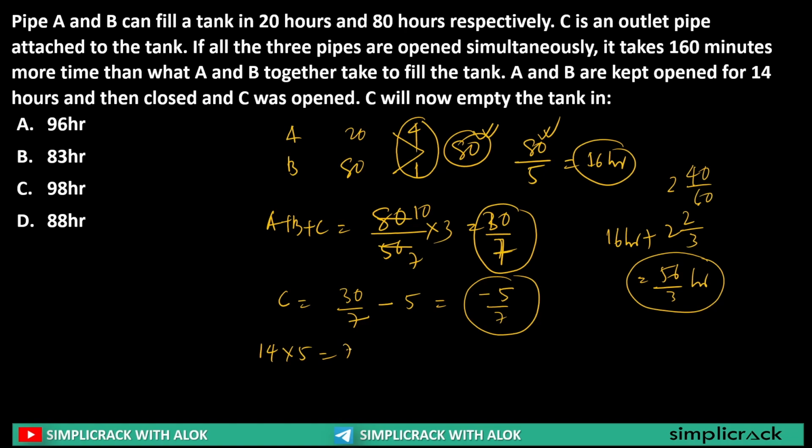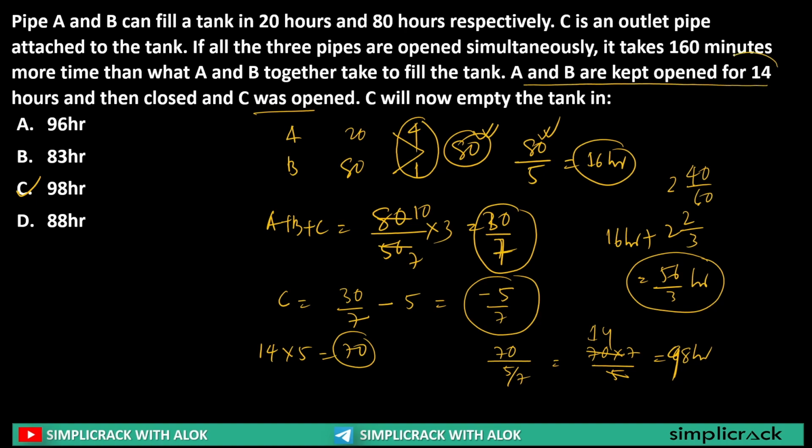14 into 5, that is 70. So this work is done. Now C is open to empty the tank. So in order to complete this task, the time taken will be 70 by 5 by 7, or 70 into 7 by 5, that is 14 into 7, which is equal to 98. So 98 hours are required to empty the tank which is filled by A and B in 14 hours.